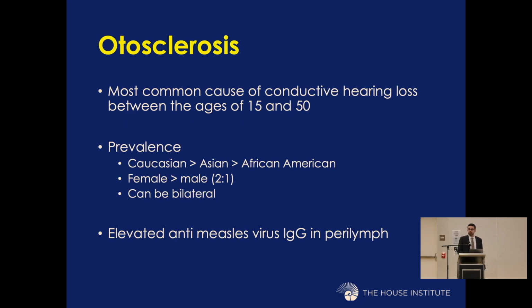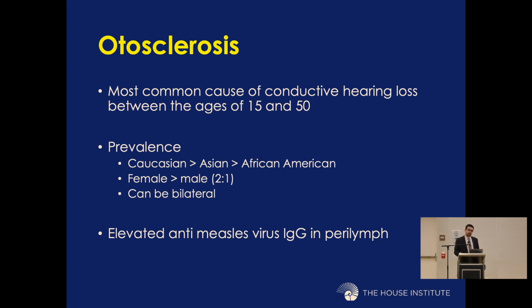Next, we're going to talk about otosclerosis, probably the second most common pathology encountered by all of us. It is indeed, at least in the United States, the most common cause of conductive hearing loss between ages of 15 and 50. In other parts of the world, infection and perforation is usually the most common cause. It is more prevalent among Caucasians, and then more in the Asian population and African American population. There's a female preponderance in terms of its incidence, and it can also be bilateral in a minority of cases.